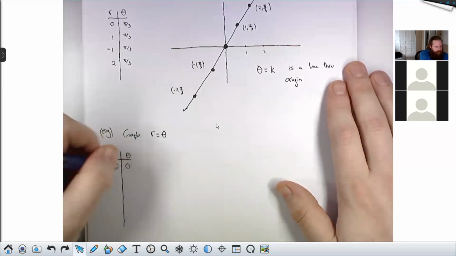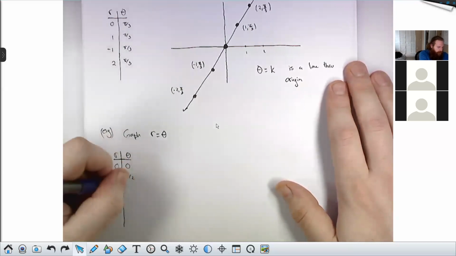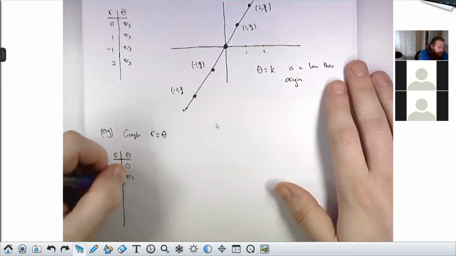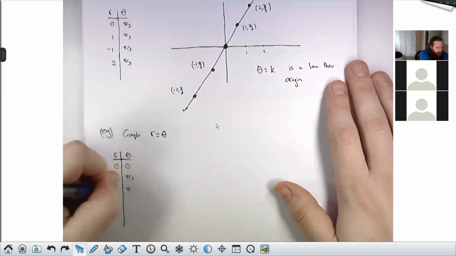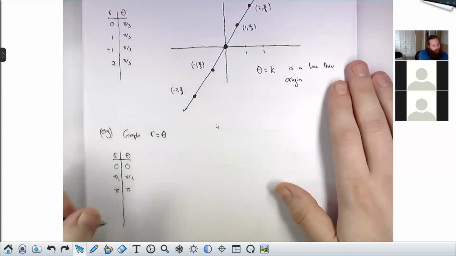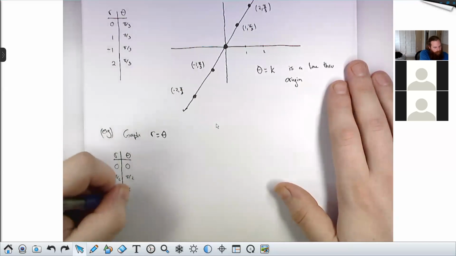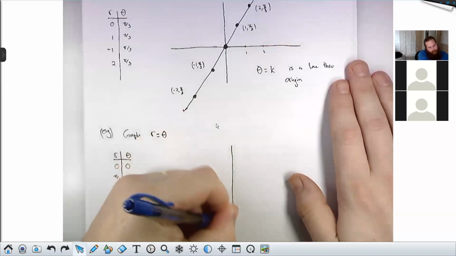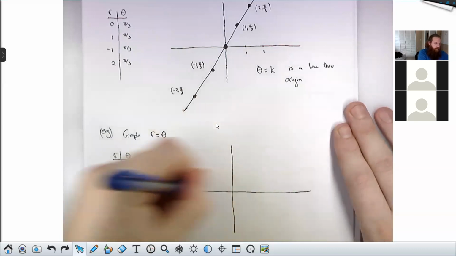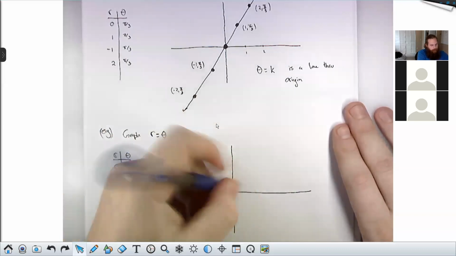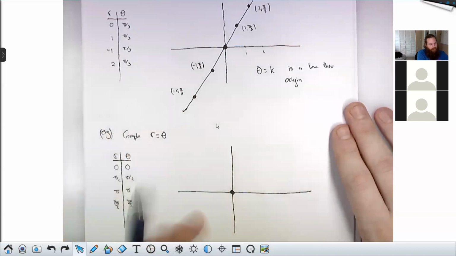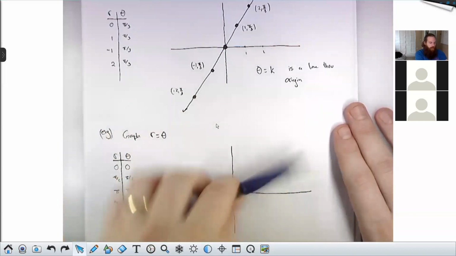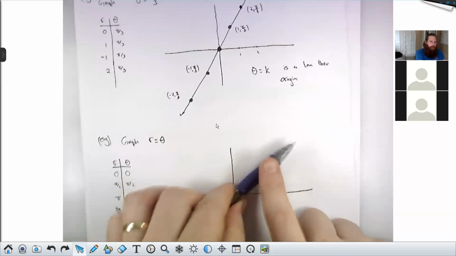So if theta is 0, r is 0. If theta is pi over 2, r is pi over 2. If theta is pi, then r is pi. 3 pi over 2, 3 pi over 2. So what's going on here? Well, as theta, we start out at the origin. And as theta increases, r increases at the same speed.